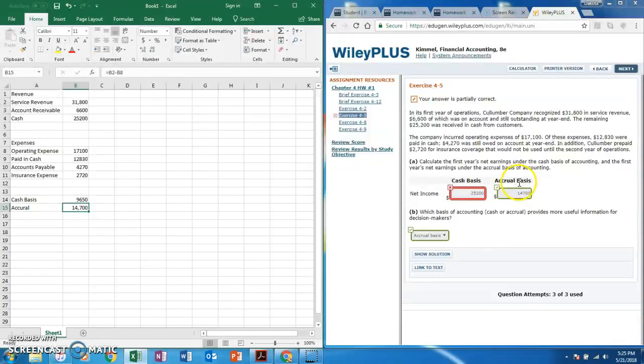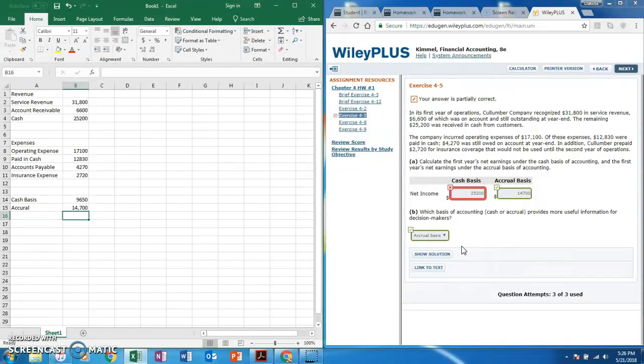And then for your accrual basis, what you're going to do is take everything together. For Coleman Company, their recognized service revenue was $31,800, and their total operating expense is $17,100. So you're going to take that $31,800 and subtract the $17,100, which comes out to the total of $14,700. And accrual basis is the best type of accounting.